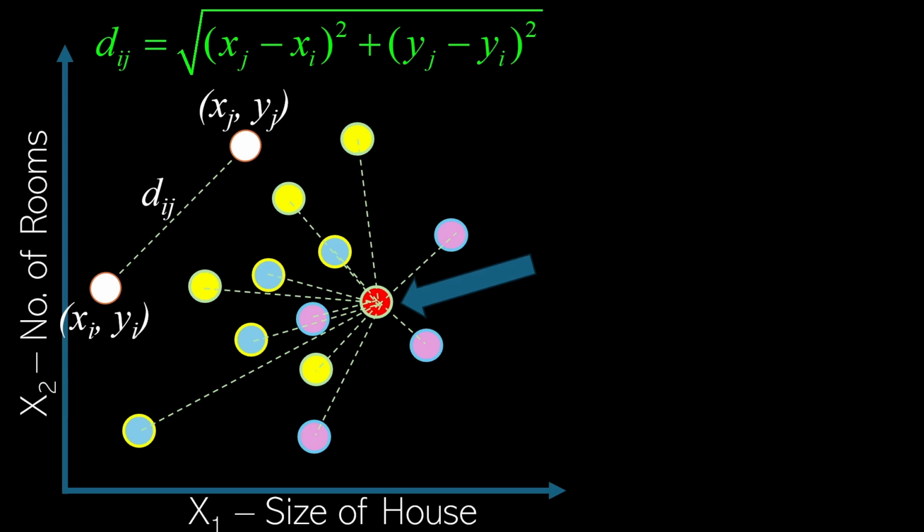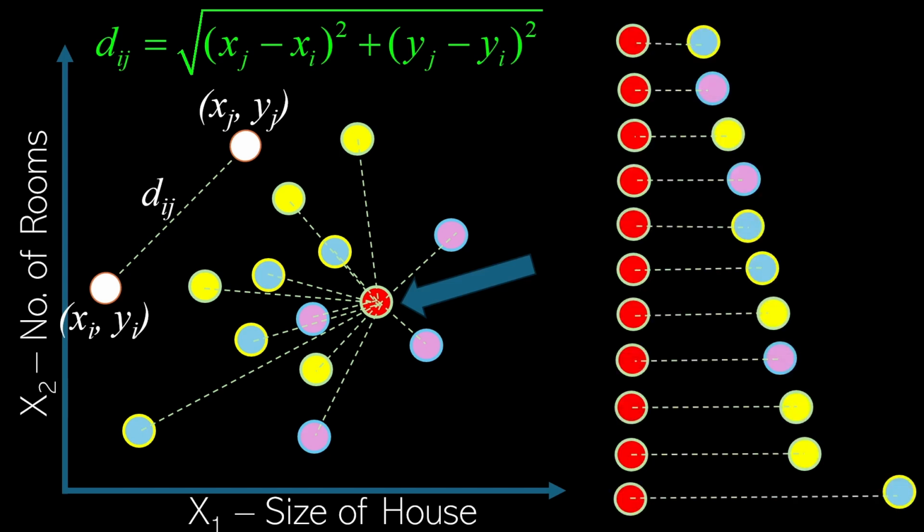So once we compute the distance between our new house, designated by the red point, and all the other existing houses, the next step is to take those distances and sort them in increasing order, from smallest to largest. What I've just displayed now is the distance from that red point to all of the other points, and they have now been sorted in ascending order.